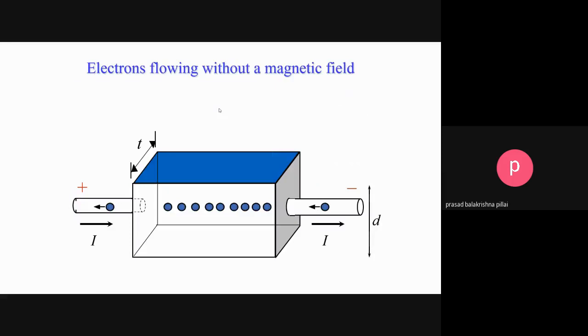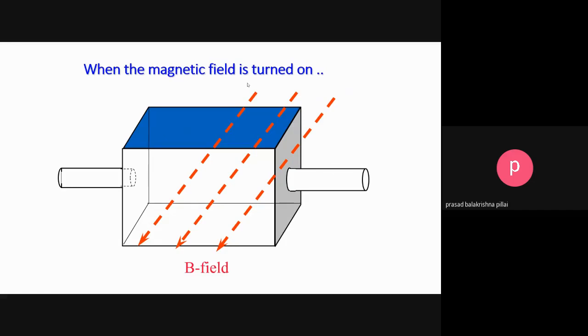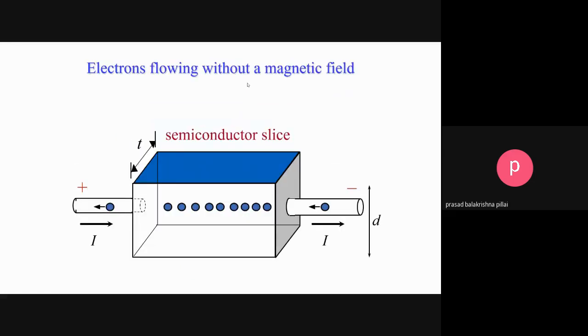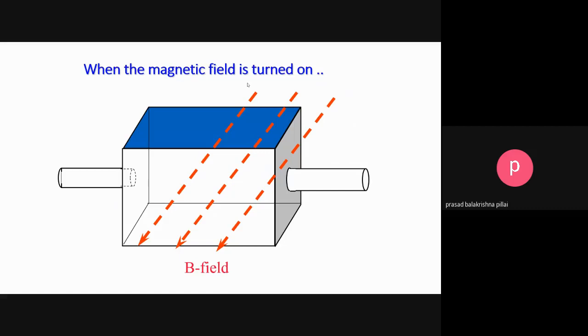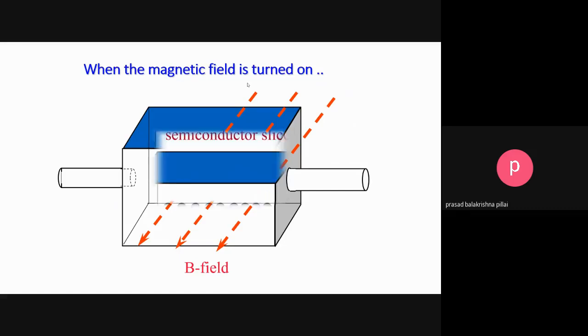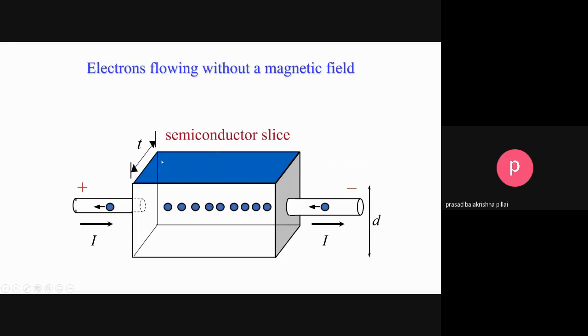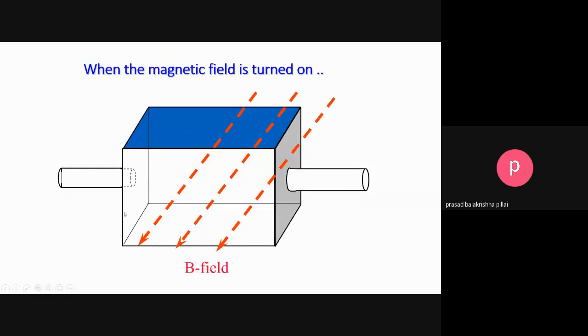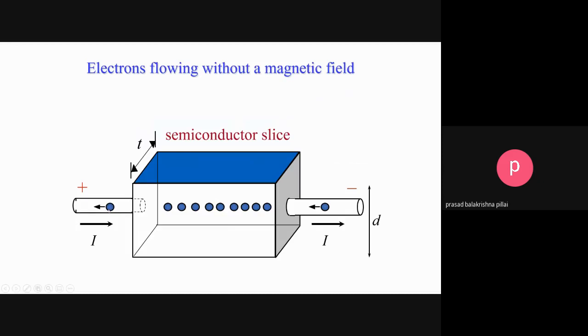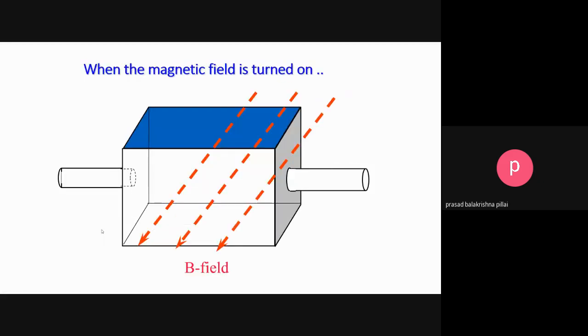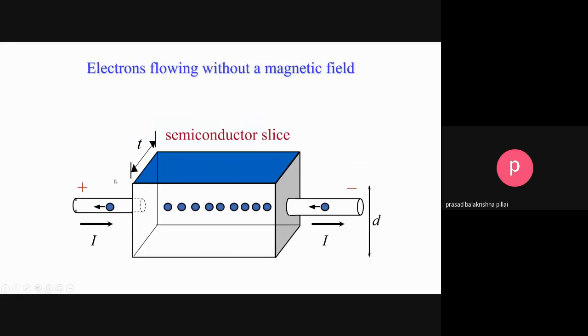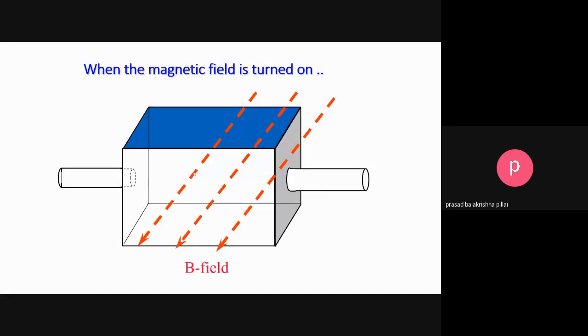Just we can see that you have a semiconductor slice. Then what is done is, you can see that here you have a semiconductor, you have an electric field applied in this direction. So there is a current flow in this direction. This is a slice, so I'm showing the three-dimensional view of this. Then what I'm doing is I'm applying a magnetic field perpendicular to this, or perpendicular to the electric field.